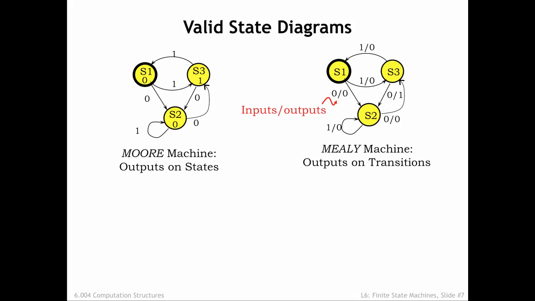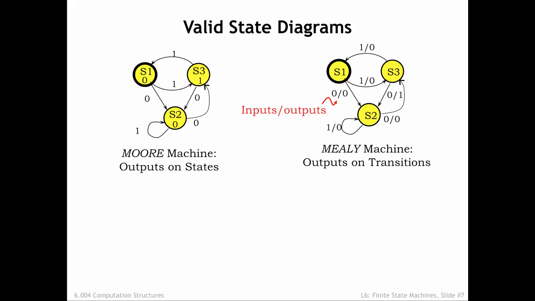So, looking at the state transition diagram on the right, suppose the FSM is in state S3. If the input is a 0, look for the arrow leaving S3 labeled 0/. The value after the slash tells us the output value, in this case 1. If the input had been a 1, the output value would be 0.